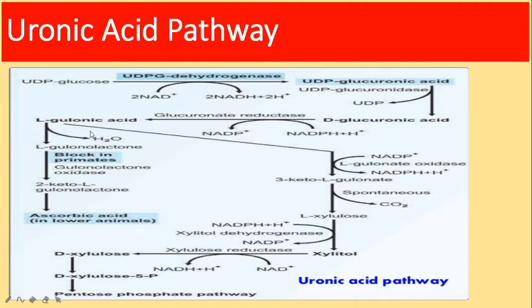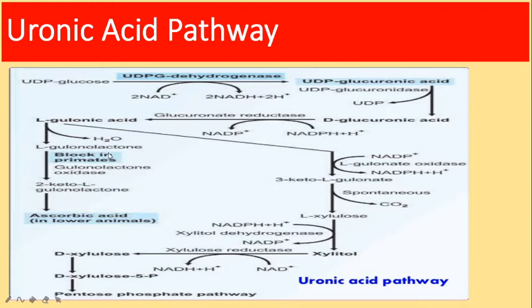From this gulonic acid, it will cleave into two different pathways. One pathway will lead to the formation of xylulose. The other pathway will lead to the formation of ascorbic acid. So first we'll see the formation of ascorbic acid. Now this gulonic acid is converted into a lactone, L-gulonolactone, in the presence of the enzyme aldolactonase, a hydrolyzing enzyme. Removal of a water molecule will convert gulonic acid into gulonolactone.